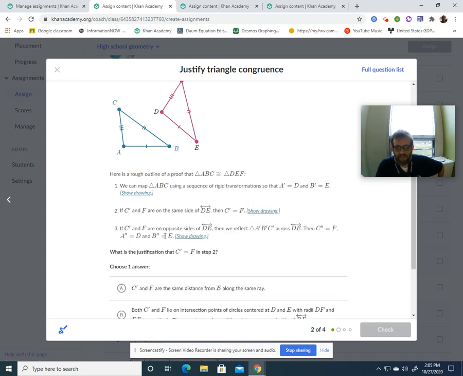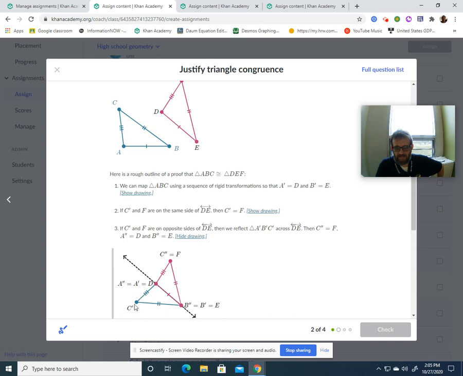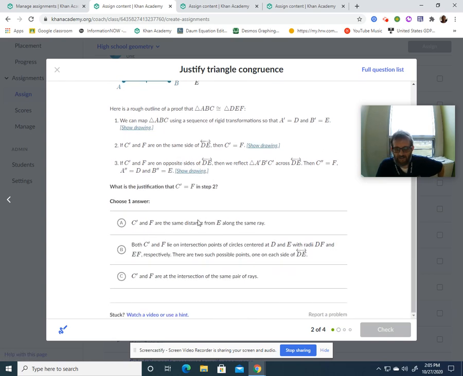All right? If C prime and F are on the opposite sides of DE, so they're over here. Okay, so now it's saying, well, it's not on the same side. So in order to make that happen, they've got to reflect it over. So it's either they got it there in one move, or they had to slide it over and then flip it over. So they're not saying for certain which one they did. And then it wants to know what's their reason.